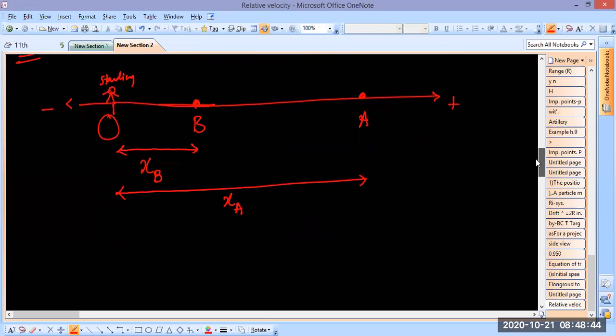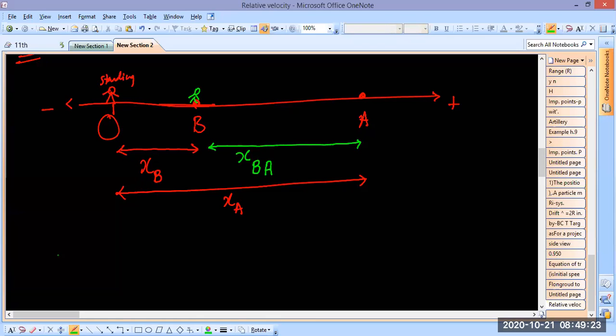Okay, so now suppose B is also seeing A, right? B means any particle or anything that can see, let's say. Then B would see that A is at this much distance in front or on the right side. So this we call distance of A as measured by B, or position of A as measured by B. Why we write it like that will also be clear.